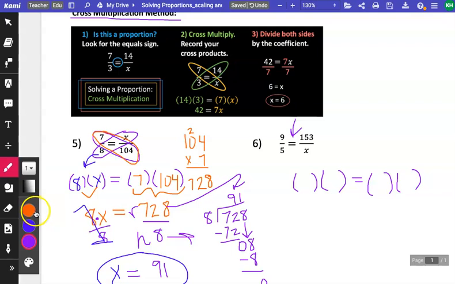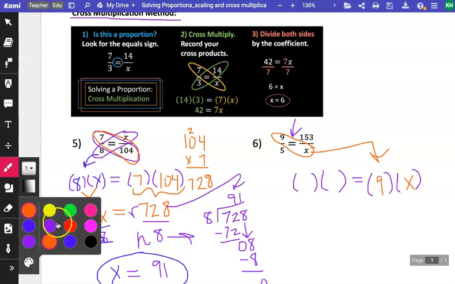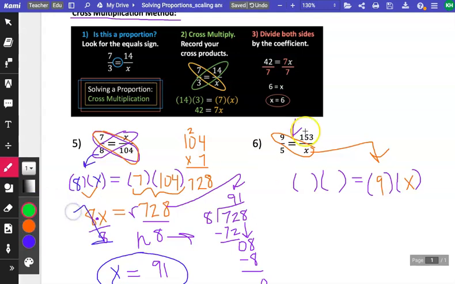So now I'm going to grab a different color and I'm going to multiply across. So I'm going to multiply 9 by x, that will go on one side. And then I'm going to multiply 5 times 153 on this other side. And then I'll show my work for 153 times 5 up here.